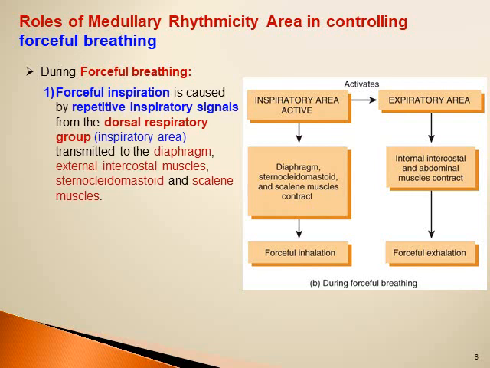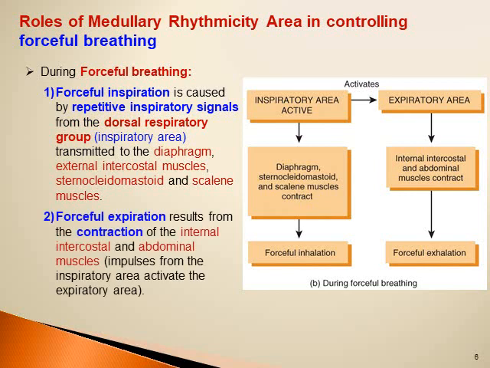So forceful inspiration is caused by repetitive inspiratory signals from the dorsal respiratory group, which is the inspiratory area, transmitted to the diaphragm, external intercostal muscles, the sternocleidomastoids, and the scalene muscles. Forceful expiration results from the contraction of the internal intercostal and abdominal muscles, because impulses from the inspiratory area will activate the expiratory area as shown in this figure.